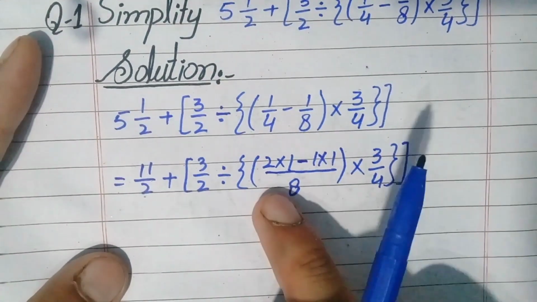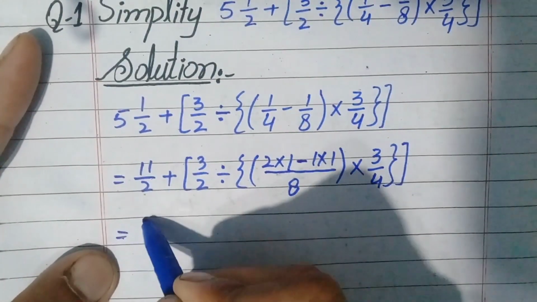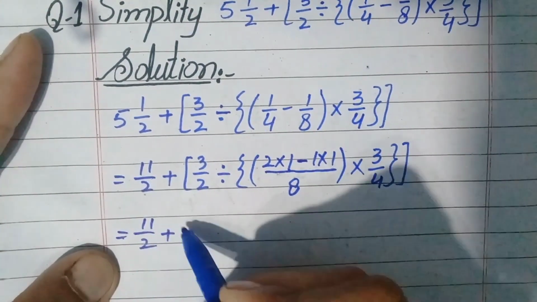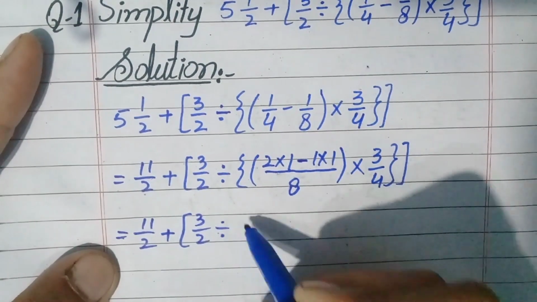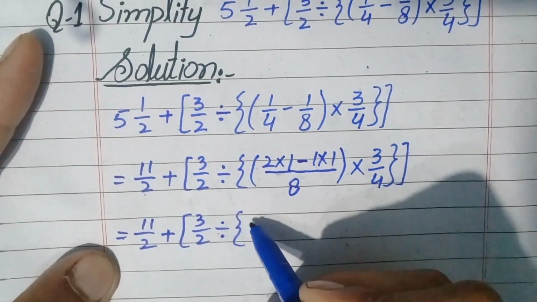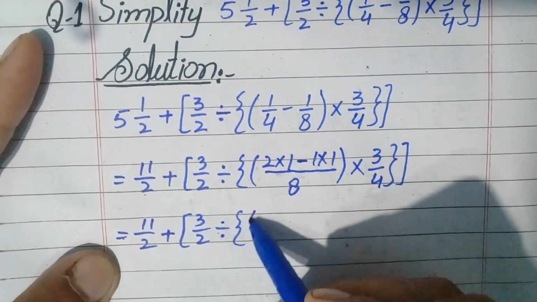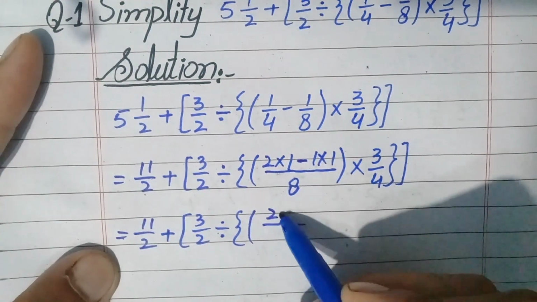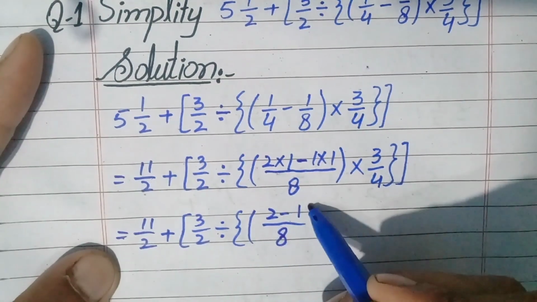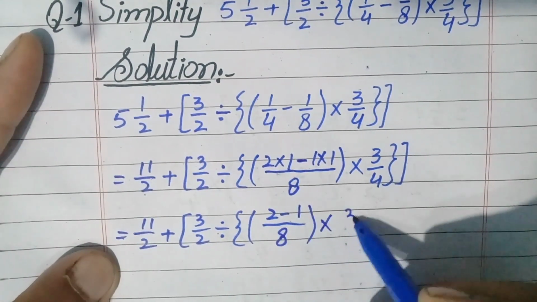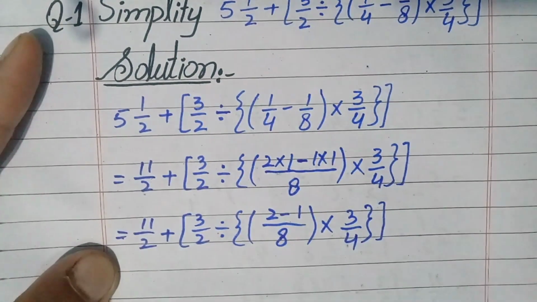Now in the next step we will further simplify this parenthesis. 11 by 2 plus 3 by 2 divided by braces open. Now simplify this further: 2 times 1 is 2, minus 1 times 1 is 1, divided by 8. The parenthesis will be closed. Multiply 3 by 4. Braces will be closed and square brackets will be closed.